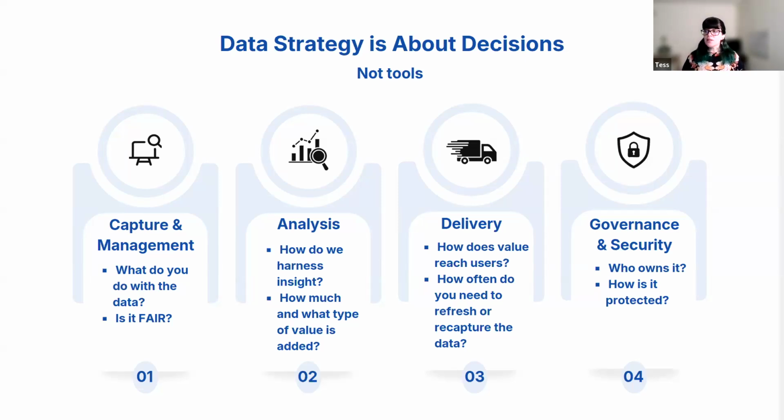Then we go into delivery. So delivery is really about democratizing the data. Who needs to look at your data? Is what you're making for internal use, or is it something that will be more client facing? And then the final pillar here is governance and security. So who owns it? How is it protected? What are your permissions and log protocols?